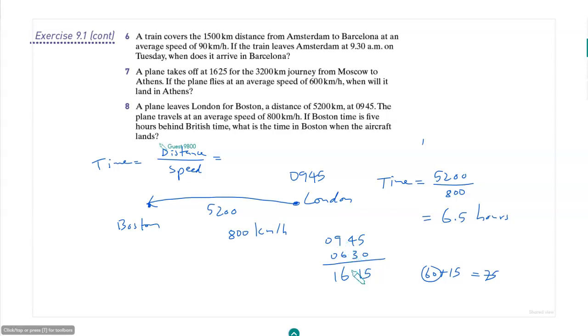10, okay, 16:15 is the time in London, right? But the question is, what is the time in Boston when the aircraft lands? So what is the time in Boston? Yes. So it is 5 hours behind British time, so you have to subtract 5 here. So that's your answer, 11:15. 11:15 a.m. it will be. Or you can just write 1115 like this in 24-hour format.